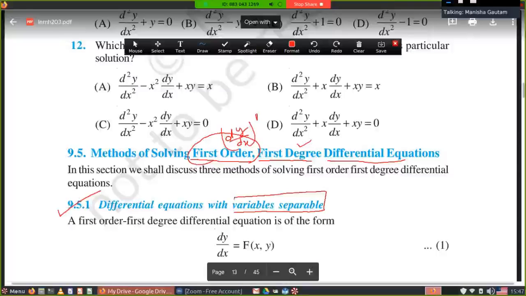Variable separable method. In this method, there are two variables in the equation, x and y. One is the dependent variable, the other is the independent variable. In this method, you have to just separate the variables, x and y, and then you will solve the differential equation. Let's see how to separate the variables.